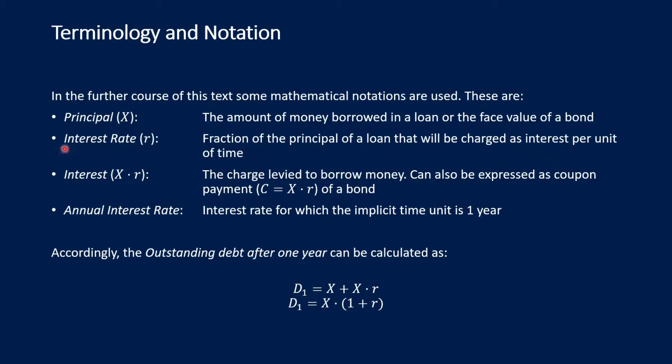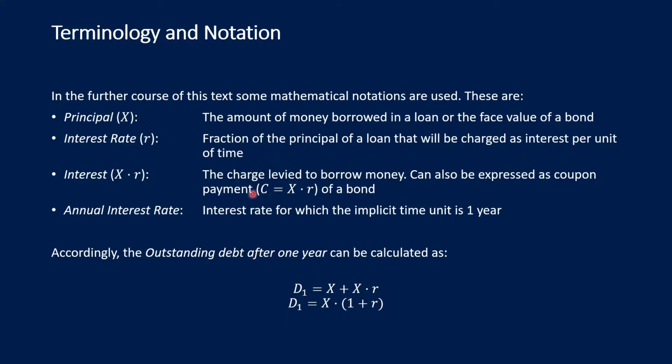The interest rate, which we define as a fraction of the principal of a loan that will be charged as interest per unit of time, will be denoted with a small r. Accordingly, the amount of interest, or the charge that is levied for borrowing money, is of course X times r. This can also be called C, as coupon, because a bond has coupons, and by coupons we mean interest payments.